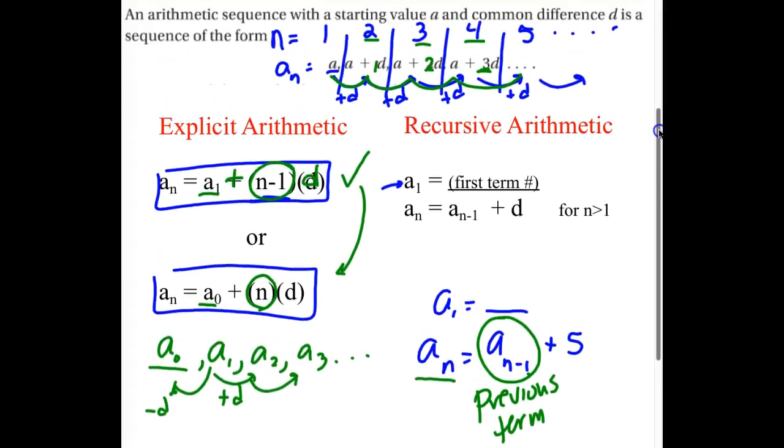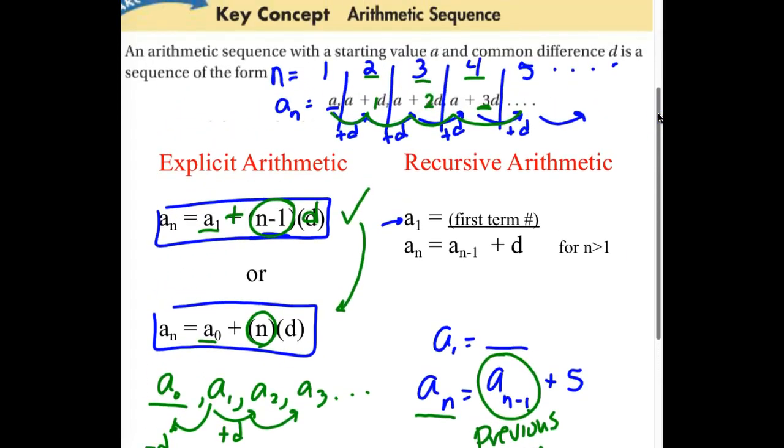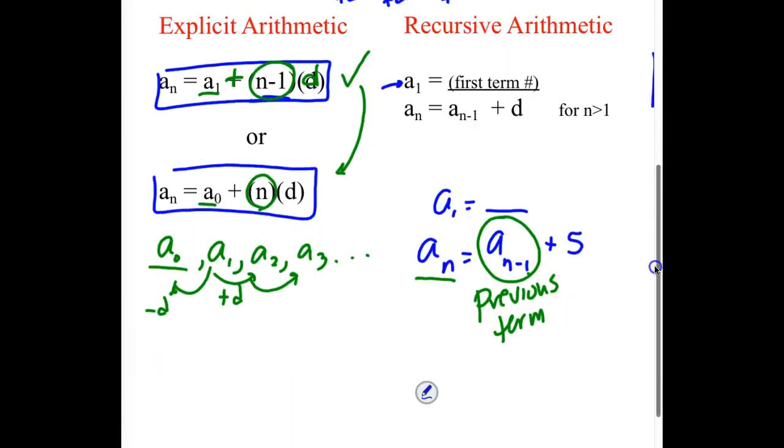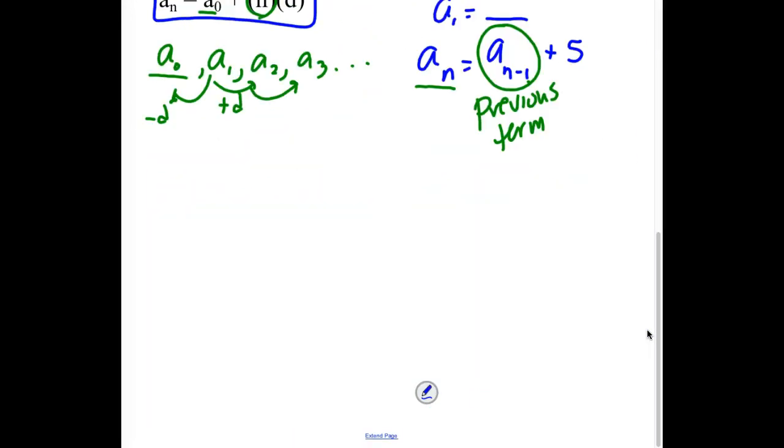The other thing that we have to talk about is figuring out that common difference. I'll just give you an example. Let's say my list was 5, 7, 9, 11, 13, etc. What am I doing? I'm adding 2. So I created an arithmetic sequence. My common difference is 2.